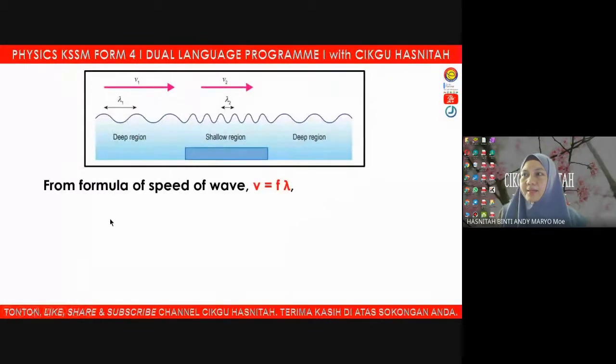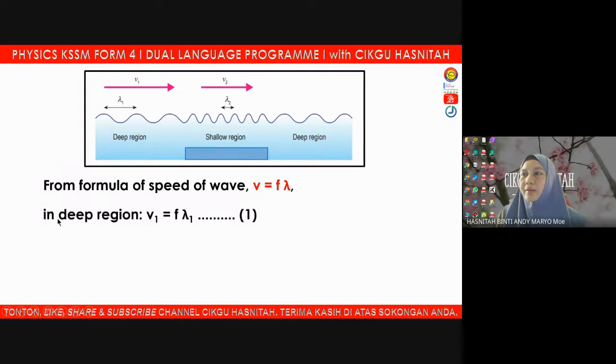Okay students, from the previous diagram, this is the formula of speed which we learned earlier, where v equals f lambda. v is wave speed. What does f represent? Anyone? Frequency. Yes, very good. f is the frequency and lambda is the wavelength. So wave speed is frequency multiplied by lambda.